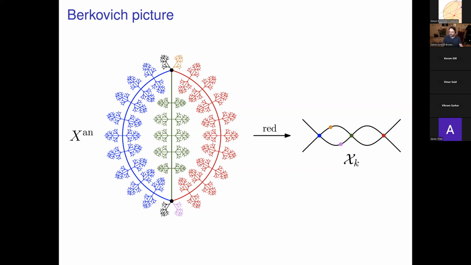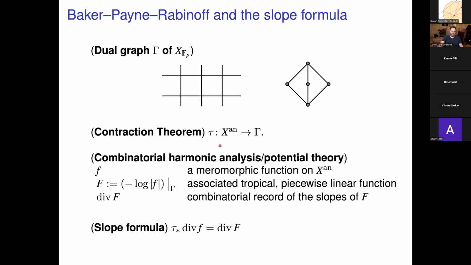And so you can do calculus on spaces like this. There's a bunch of different variations of calculus on fractals, and you can do calculus, harmonic analysis, and differential equations. And there's a good reference. These slides are available online, but Baker, Payne, Rabinoff are good keywords for that.